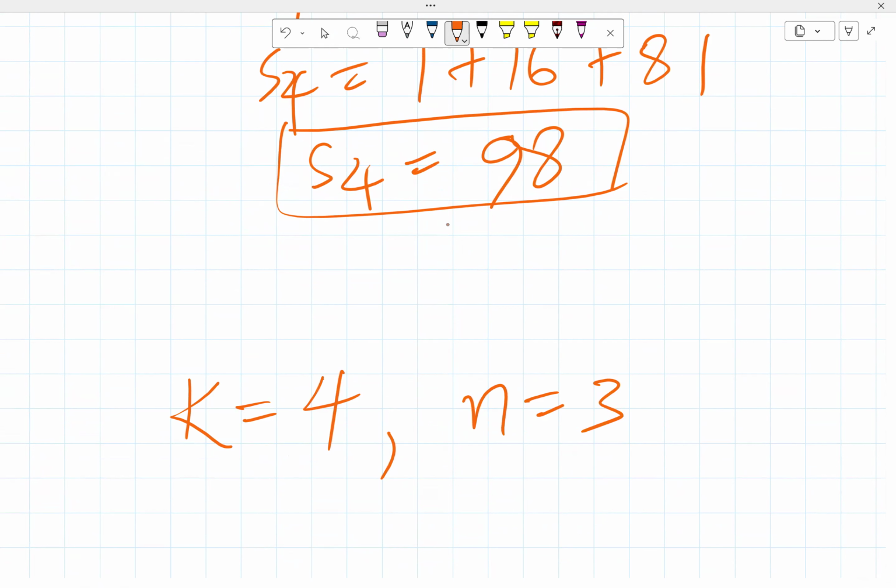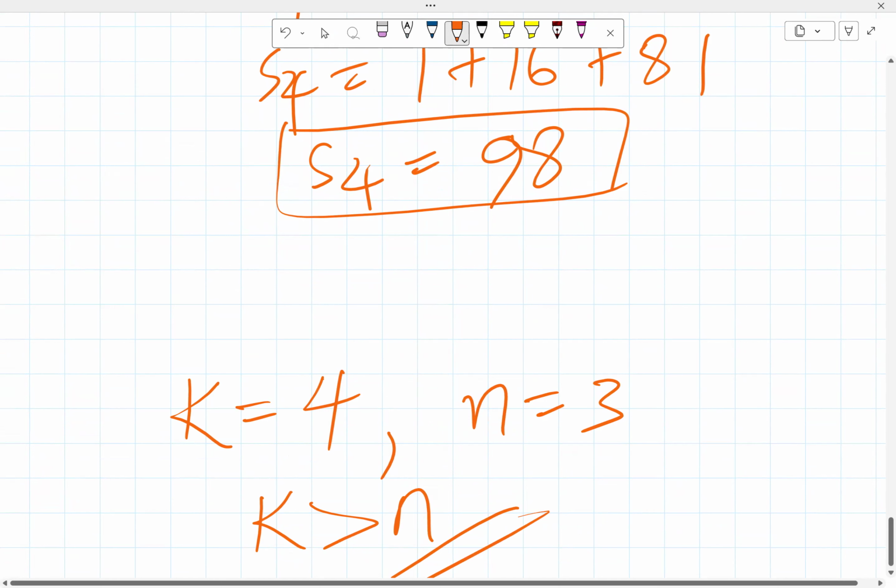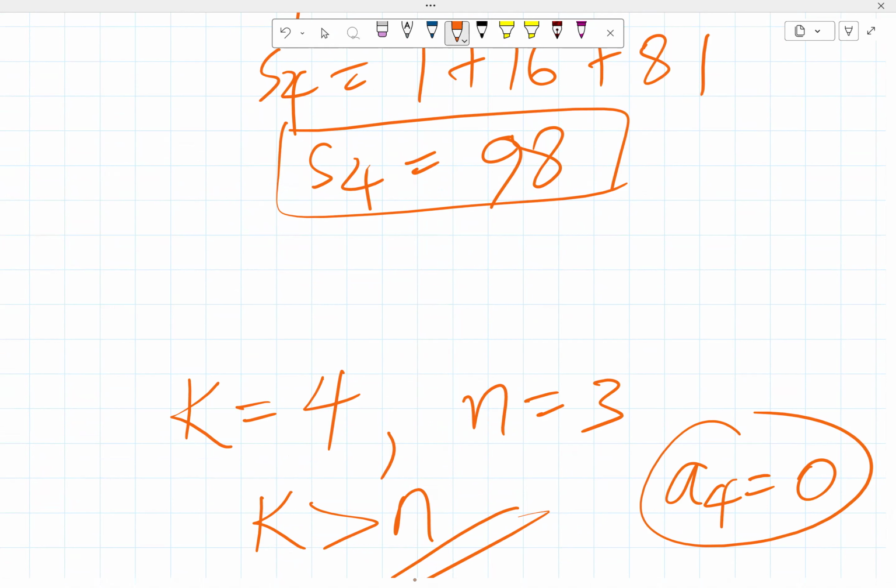Okay, n is 3. So it's possible to find S4 even when k is greater than n. The only issue is that A4 will be 0. That's all we are saying. So it's really possible.